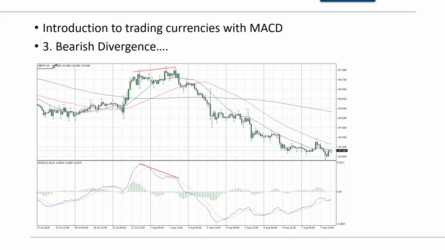So that was bullish divergence. Now let's have a look at bearish divergence. And what have I put together here? Well, here we have pound against the yen. This is an hourly chart. Okay, pound against the yen.